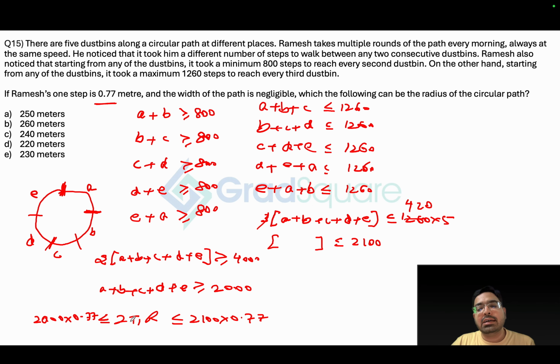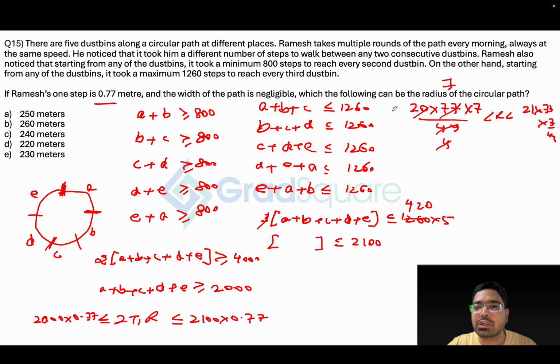Now 2 pi, with pi as 22 by 7, will turn out to be 44 by 7. So let me divide the entire thing by 44 by 7 and rewrite this calculation as 20 into 77, divided by 44 by 7. If I divide this by 44 by 7, 7 goes in the numerator and 44 comes in the denominator, giving the radius. The next one should turn out to be 2100 into 0.77, which is 21 into 77 into 7 by 44. Now this is the calculation that we have to perform. So 11 7s are 77, 11 4s are 44, and 4 into 5. So 49 into 5 is what we are looking at over here.